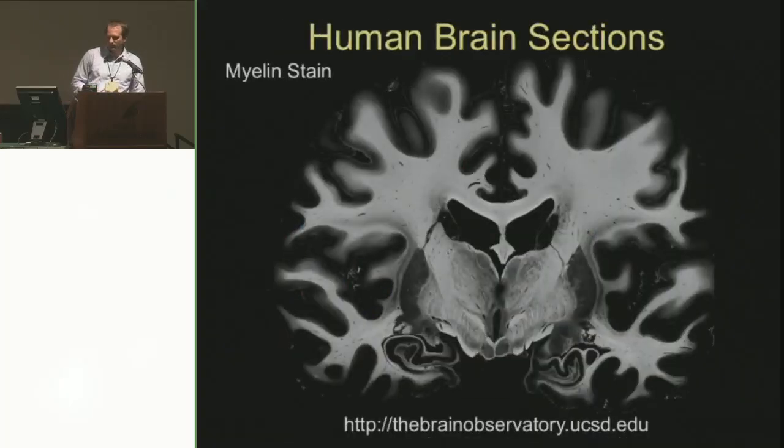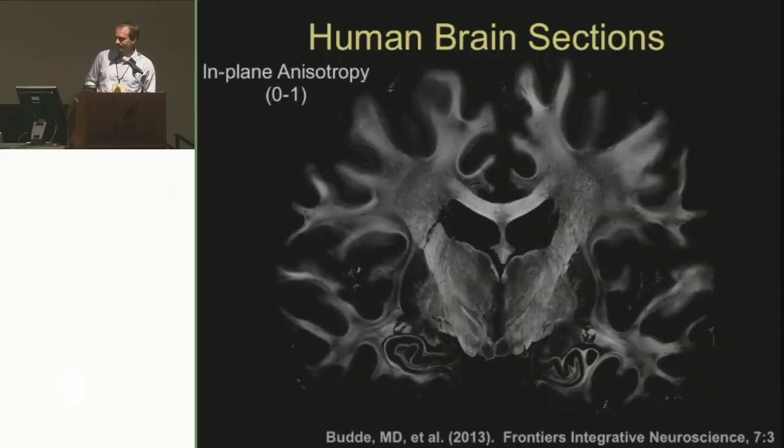So what's really fun is I also then applied this to a set of human brain sections. So this is from the Brain Observatory. Jacopo Annese at UCSD in postmortem sections was scanning these 2D sections at very high resolution. So what you see here is a myelin stain. This is actually inverted, but you don't see too much structure within the white matter itself.